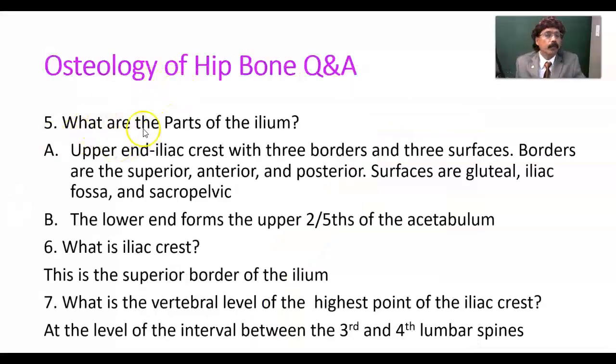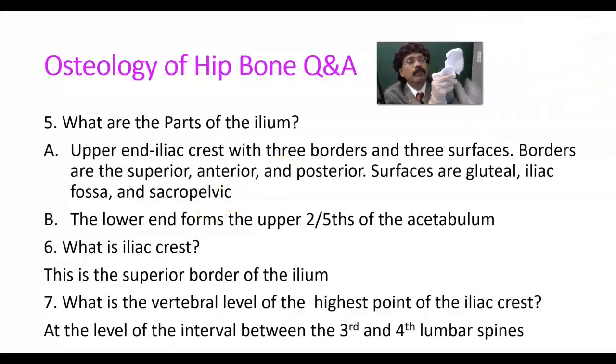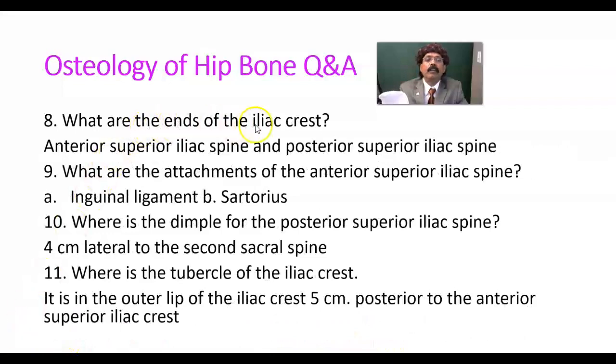We know the parts of the hip bone. The ilium contributes 2/5 of the acetabulum, the ischium contributes 2/5 of the acetabulum, and the pubis contributes 1/5 of the acetabulum. So what is the vertebral level of the highest point of the iliac crest? It is at the level of the lumbar spine, 3rd and 4th. Okay, we got that.